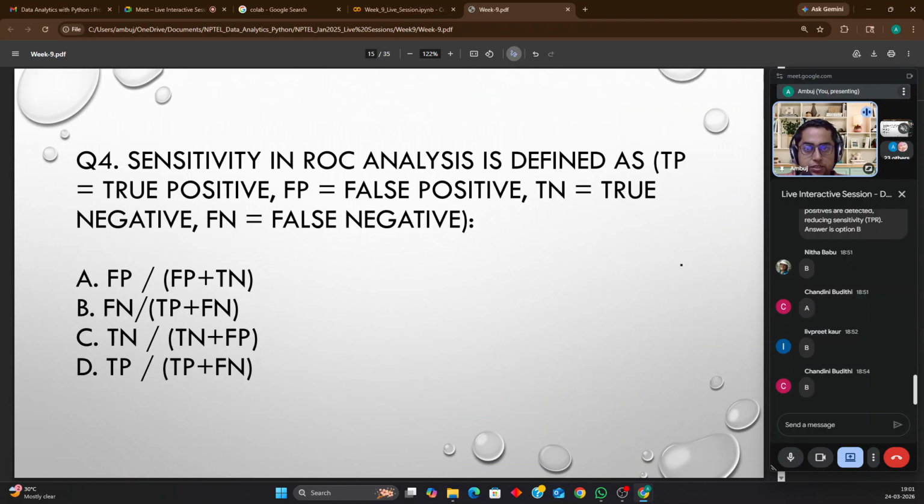Try to solve this particular question. Sensitivity in ROC analysis is defined as true positive over, where true positive is TP, false positive is FP, true negative is TN, false negative is FN. Try to give the exact answer. By now, since I have explained in much detail, everyone should be able to solve this question correctly. Do try to solve.